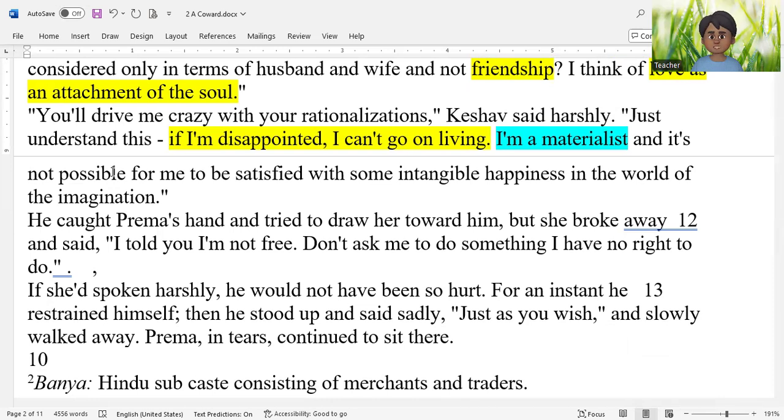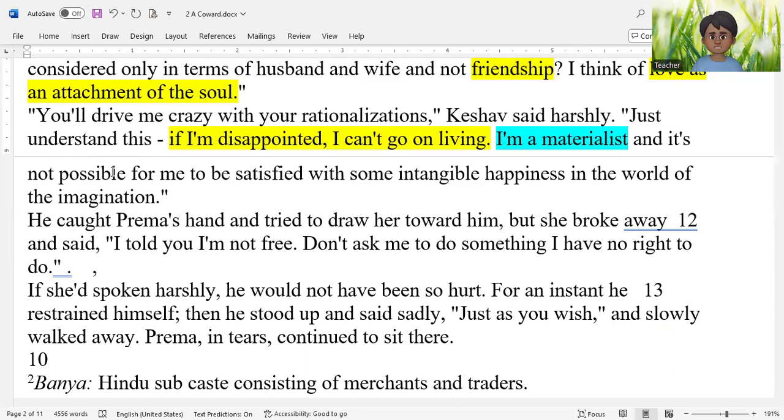Under characterization, where you have noted down Prema, note down that Prema is a very rational girl. She can argue and she can reason well. Note down. Just understand this. Now look, Keshav is violent, is in tension, angry. Look what he says. Just understand this.